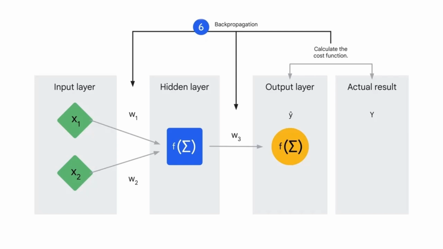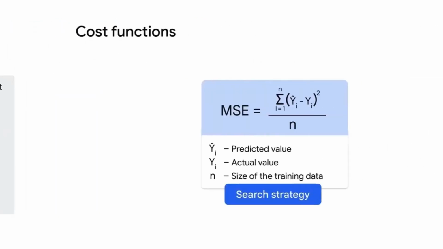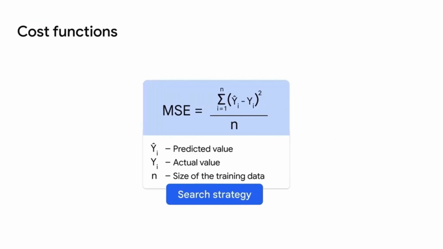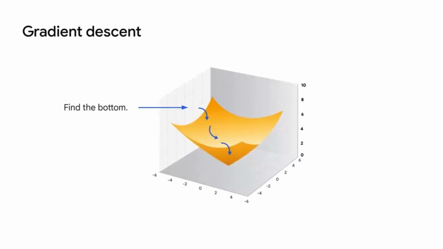The potential 6th step is called backpropagation. The challenge now is how to adjust the weights. The solution is slightly complex, but indeed the most interesting part of a neural network. The idea is to take cost functions and turn them into a search strategy. That's where gradient descent comes in. Gradient descent refers to the process of walking down the surface formed by the cost function and finding the bottom.